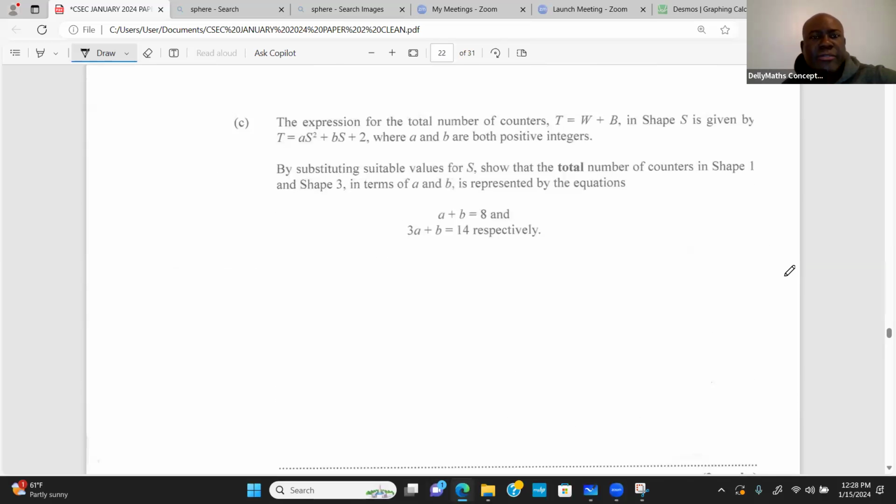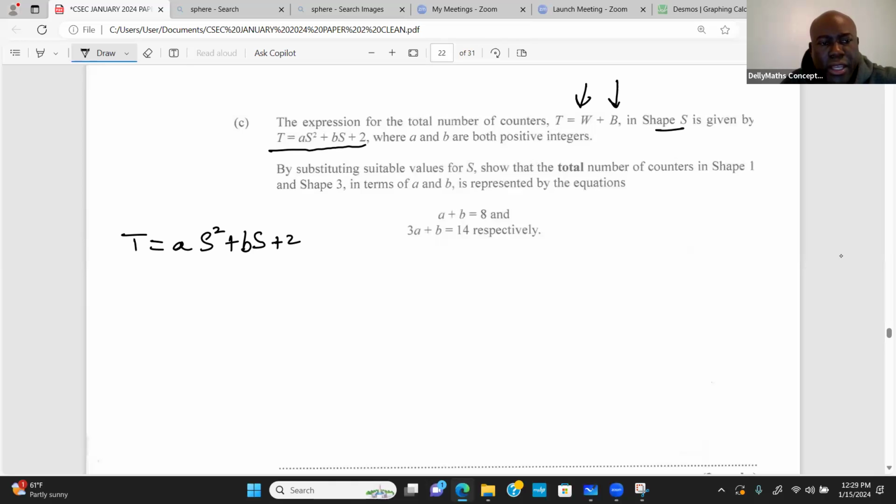So it says here the expression for the total number of counters, T. So we're talking about the white counters plus the black come together. In shape S, it's given by this. So the total is going to give us A S squared plus B S plus 2. Okay, so that's the total. So by substituting a value for S, that means whichever S we're dealing with, whether it's the first, the second, the third, the fourth shape, we substitute there and show that the total is going to be these.